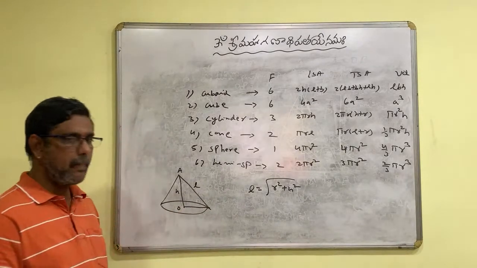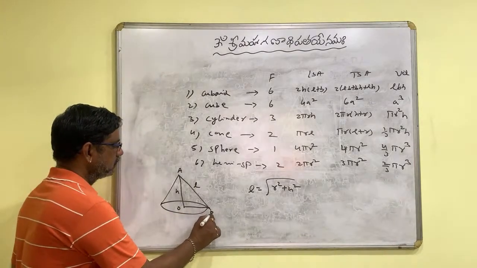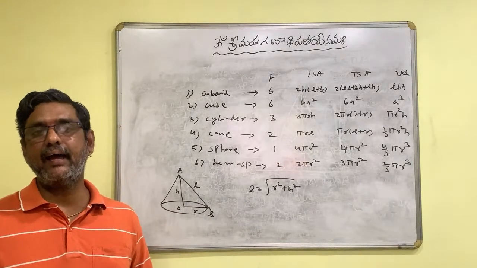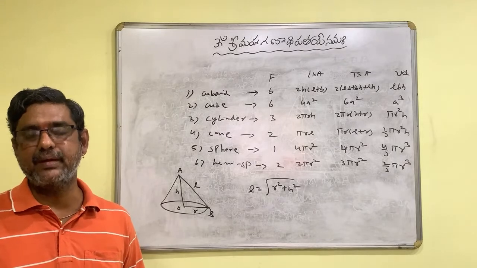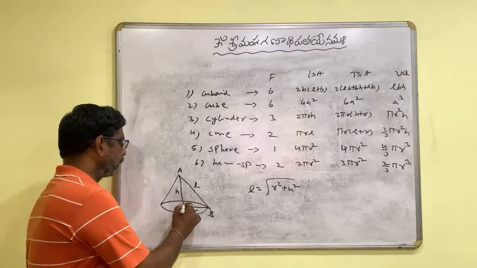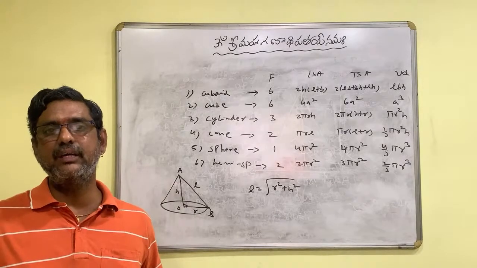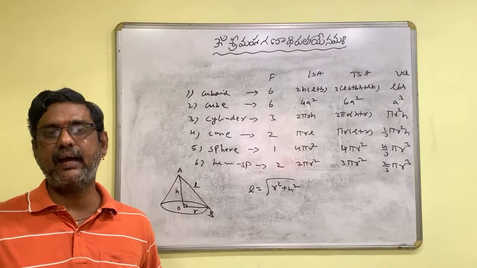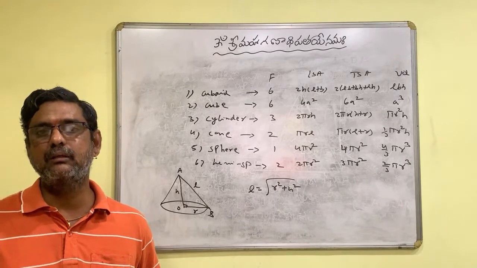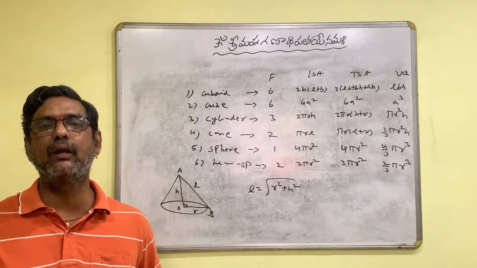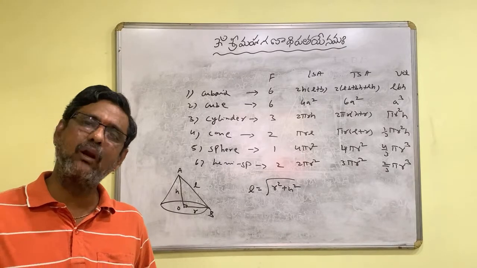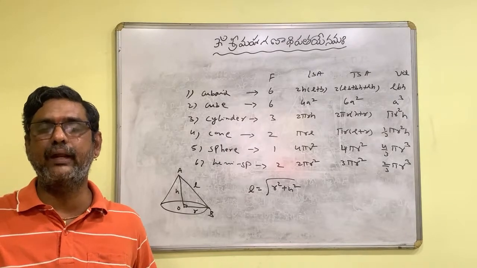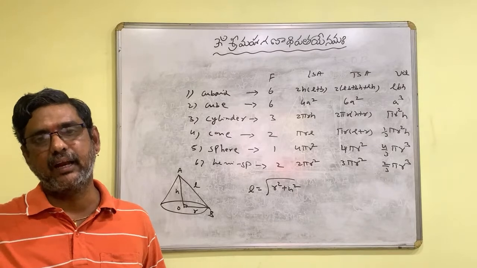And this is the radius. OB is the radius. Here OA and OB are both perpendicular to each other. Because in class 9th as well as 10th we will solve problems related to right circular cones only. When we say cone, remember it is the right circular cone. When we say cylinder, it is the right circular cylinder.